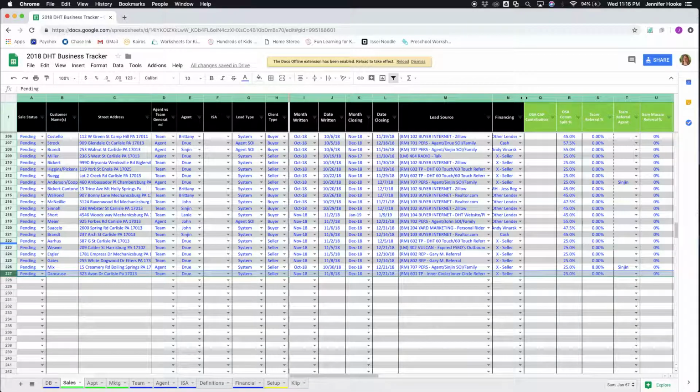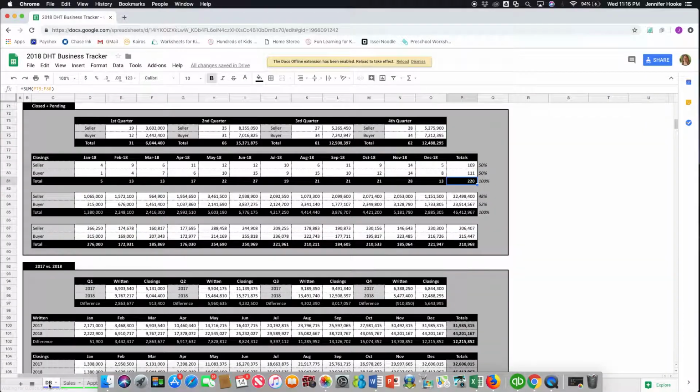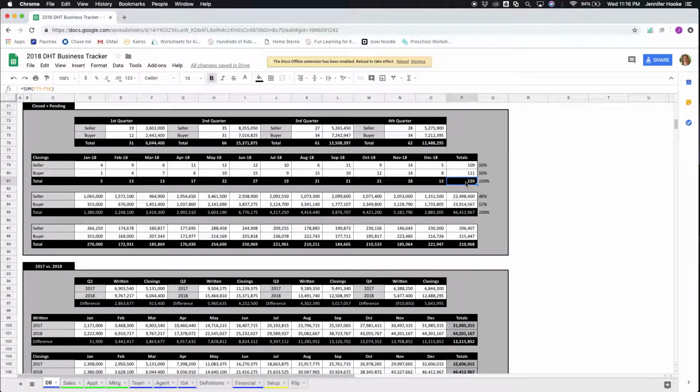Take the 227 minus the 1 for the heading and minus this one, which closes in 2019. Everything else in here closes in 2018. So it should be 225. So for some reason this is 220 and it's not 225, and we have to figure out why.